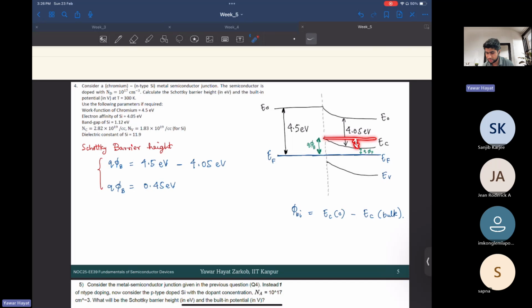And this is equal to this whole total minus this qΦF, because your qΦF is the difference between EC and EF on the semiconductor side. I assume you know these things. So if I write this, qΦBI would be equal to qΦB minus qΦF.